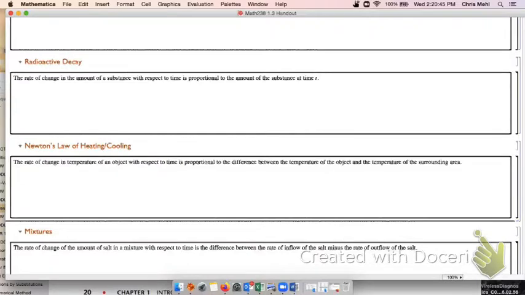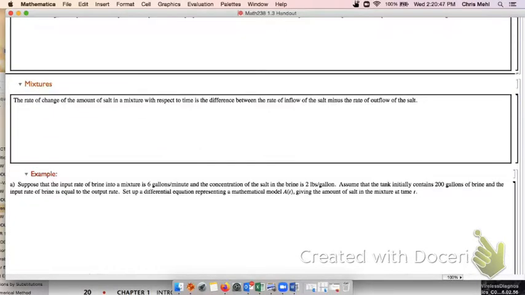radioactive decay, Newton's law of heating and cooling. We're going to look at mixtures containing a salt solution. We're going to be creating mixtures with solution flowing in and out of the solution, causing a mixture to form. And that's going to be, I guess, the prototypical example that we're going to use in this section.